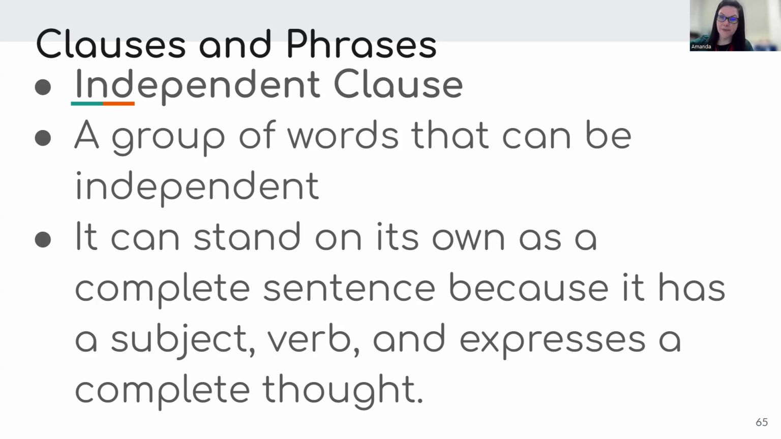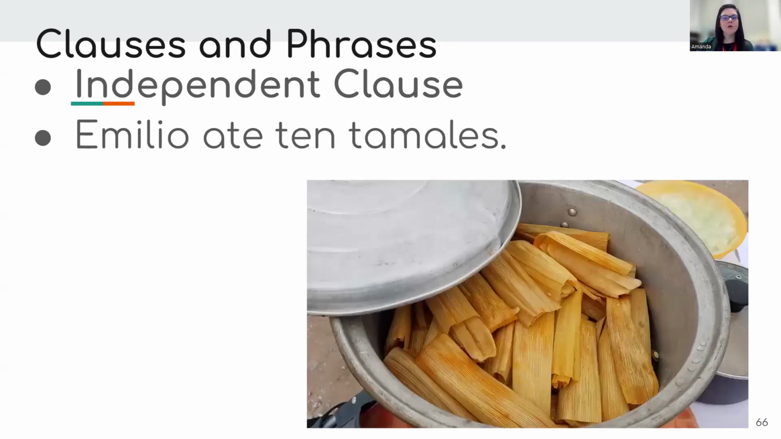Let's look at an example here. Emilio ate 10 tamales. So what's our subject? Emilio. What did Emilio do? He ate. Ate what? 10 tamales. That's so much. So we have a complete thought here. We don't need more information. Emilio ate 10 tamales. That is an independent clause.